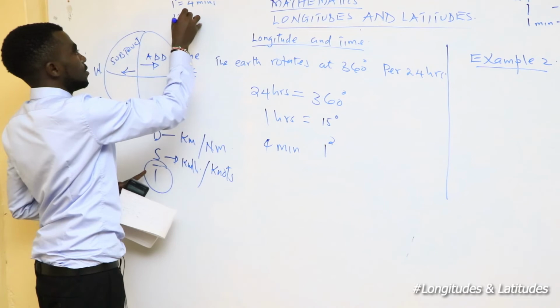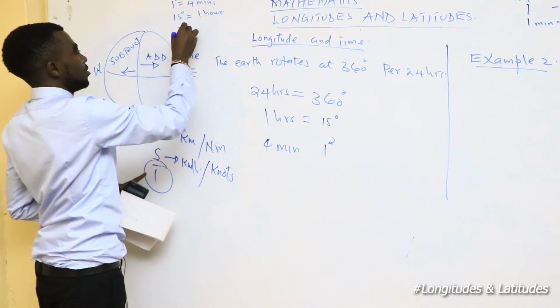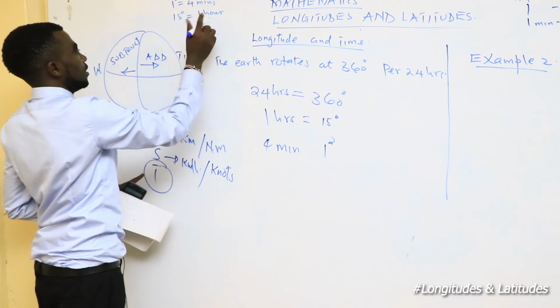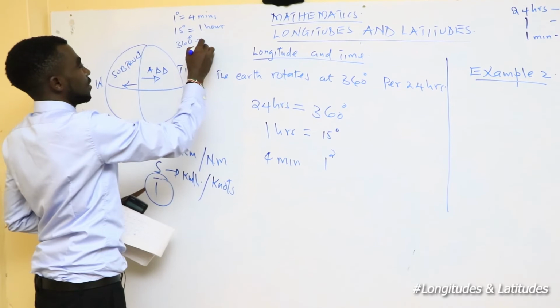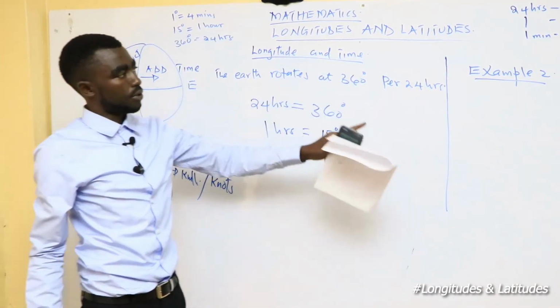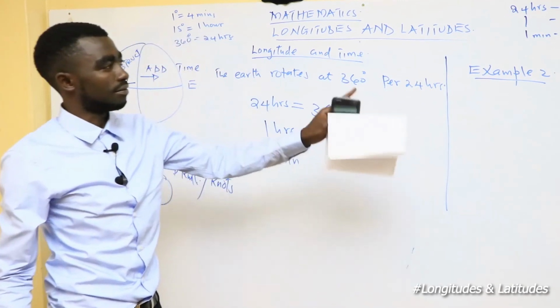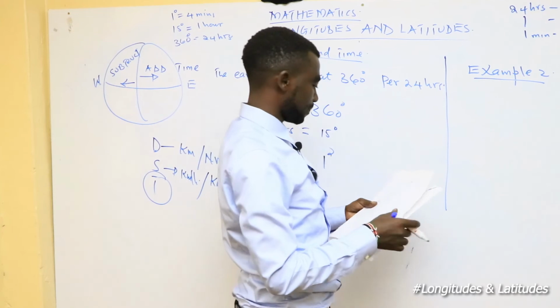15 degrees is equivalent to 1 hour, and 360 degrees is equivalent to 24 hours. That's illustrated. So we need to have an example and try to apply the time and the speed. So let's have a question here.